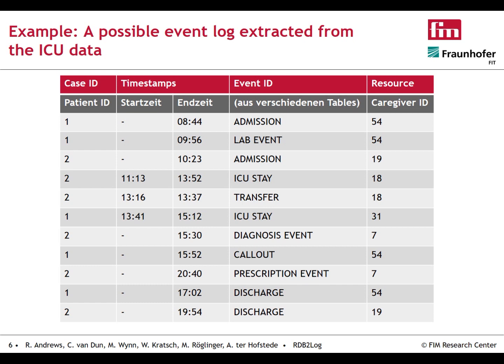There's the case ID, which is basically the denominator of the process instance. And for every process instance, there's a lot of activities. In this case, they're called event IDs. For a patient, which is the process instance in this case, there could be activities such as the admission to the hospital, lab events such as blood work, research, there could be ICU stays, there could be transfers, and at the end there hopefully will be a discharge.